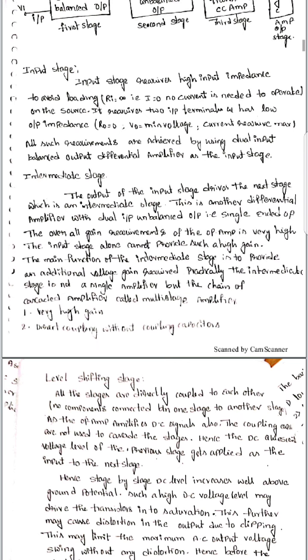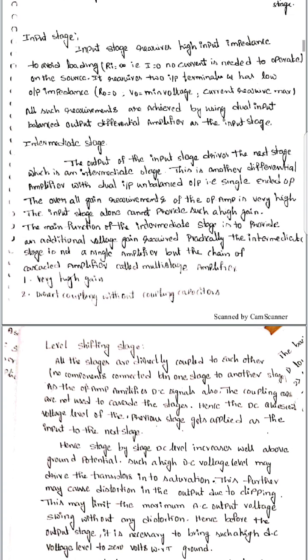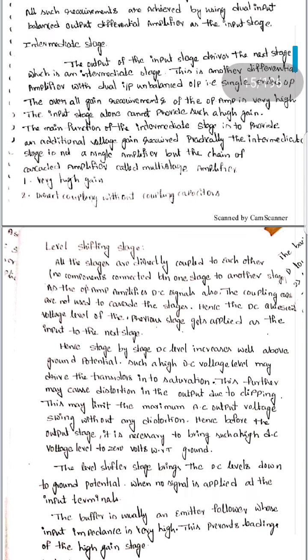Practically, the intermediate stage is not a single amplifier but a chain of cascaded amplifiers called a multi-stage amplifier. It provides very high gain with direct coupling, without coupling capacitors.